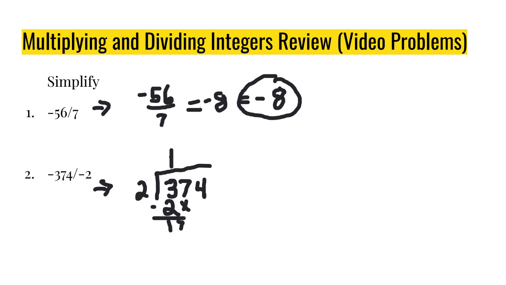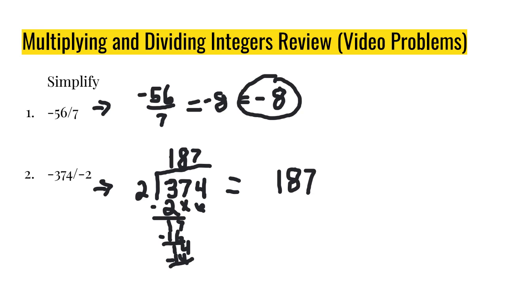Again, I like to put the little X to remind me I brought that one down. 2 goes into 17 about 8 times. 2 times 8 is 16, so I'm going to write it under here. 17 minus 16 is 1. Again, last time, bring the 4 down. So now I have 14. 2 goes into 14 7 times. 7 times 2 is 14. And we see the result is 0. Okay, so just simply dividing the numbers, 374 divided by 2 is 187.